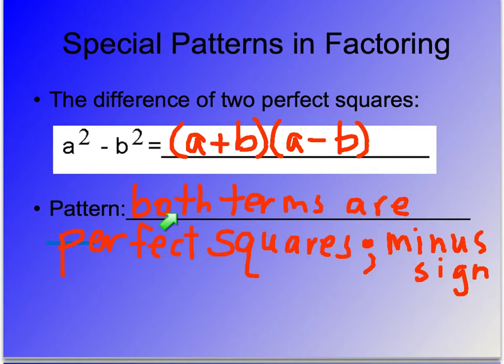So again, if you notice these things, that both terms are perfect squares and that you are subtracting them, then you can automatically jump to this factored form.